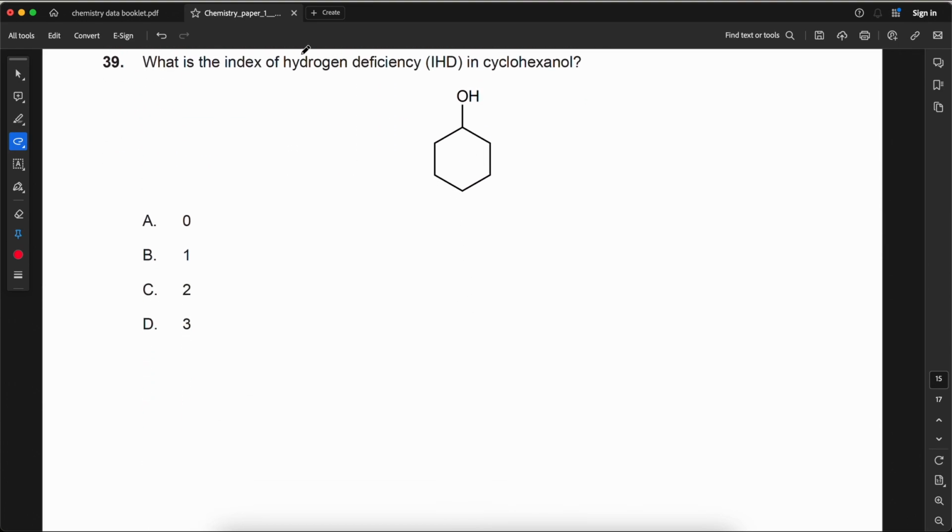What is the index of hydrogen deficiency in cyclohexanol? IHD will be 2C plus 2 minus H plus N minus X, there is no this one, divided by 2. So 2 times 6 plus 2 minus 12, divided by 2, which is 1.